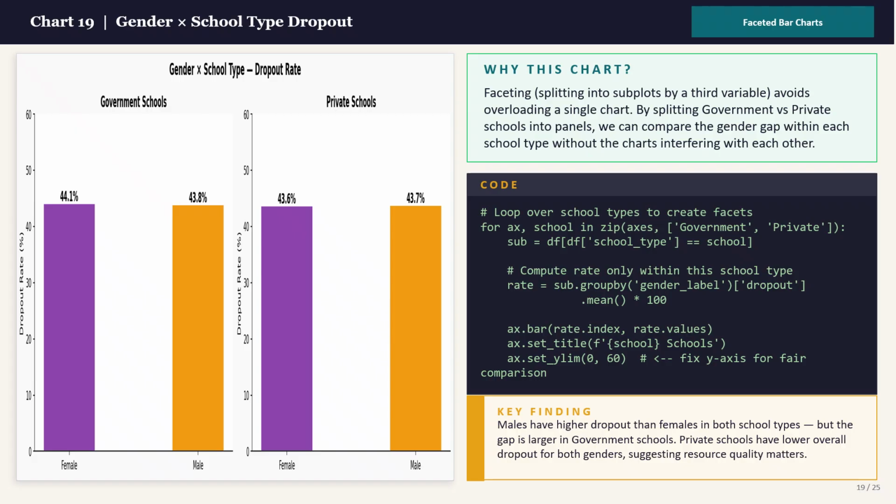So in the code, we loop over school types to create these facets, and then we compute the rate only within this school type. And the key finding was that males have higher dropout than females in both school types, but the gap is larger in government schools, and private schools have lower overall dropout for both genders, and this suggests that maybe resource quality matters.